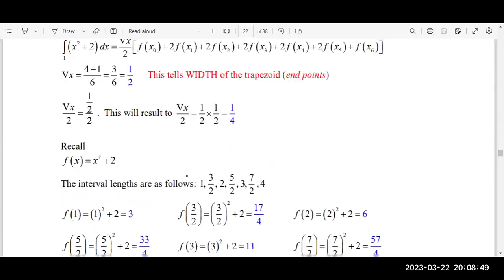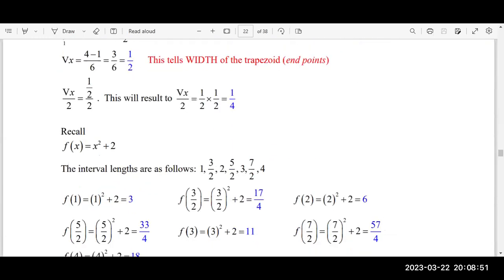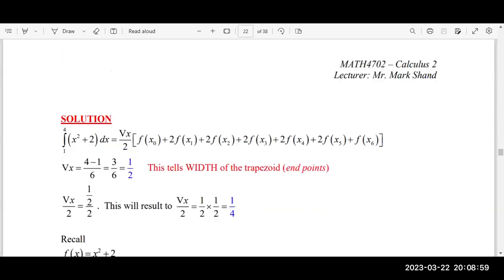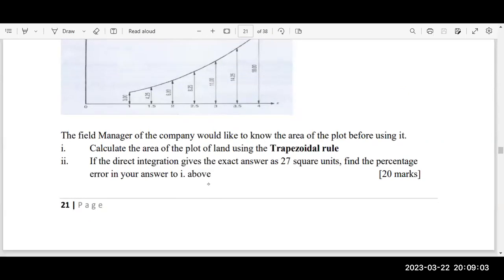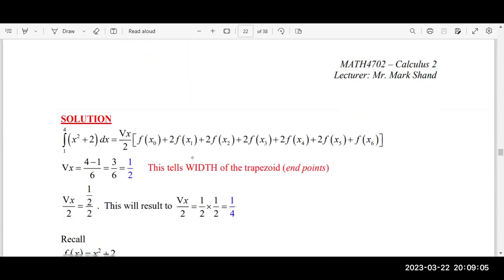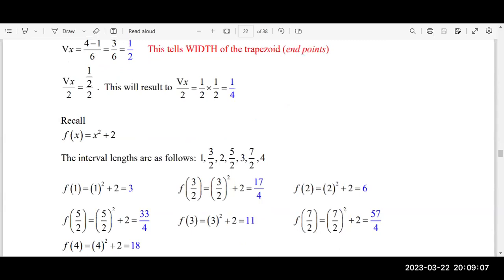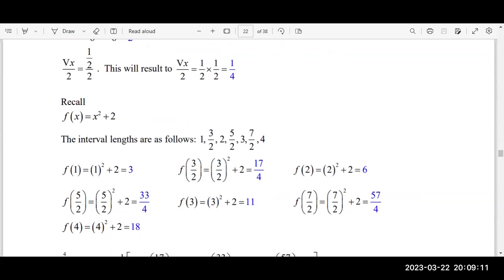3 over 2 squared plus 2 is 17 over 4. 4 times 4 is 16, so that is 4.25. Yes, you catch it now. And then you try the 2 and you get 6, and you substitute that. You have all of that.